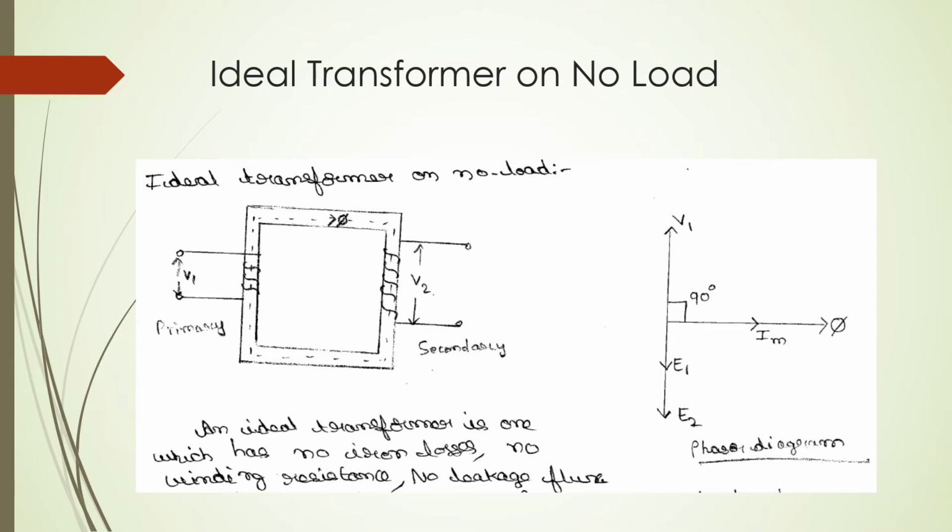The current Im sets up an alternating flux phi in the core, and it is known as the magnetizing current. Here there are no losses, so the flux phi will be in phase with the magnetizing current. The flux phi links with both the windings and induces EMF in them. The EMF induced in the primary opposes the voltage V1, and the back EMF limits this primary current. The EMF V2 induced in the secondary is 180 degrees out of phase with V1.